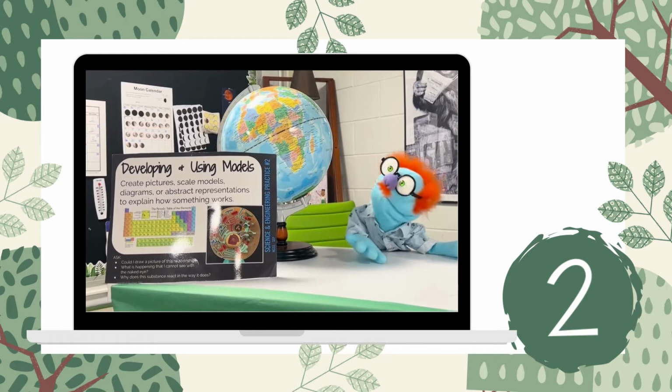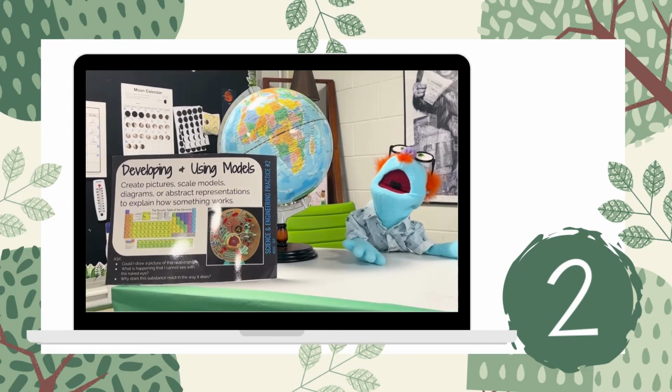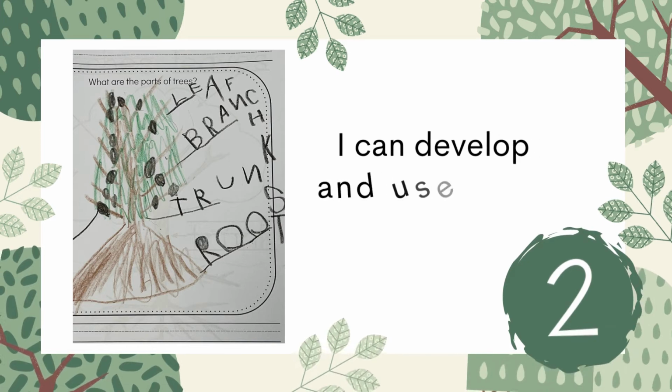Let's go ahead and practice now. Here you can see one of our kindergarten friends created a model of a tree. It's a model because it's a picture that represents the real thing. They even labeled it, which means they put words that match the parts.